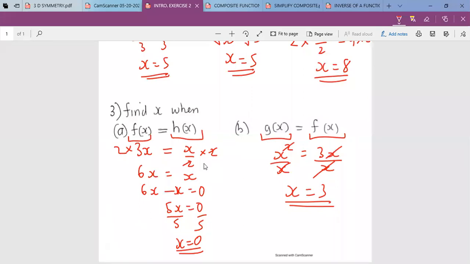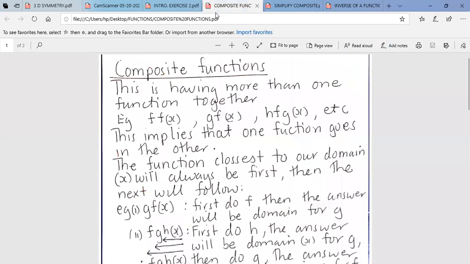Hope you all did well. So now we need to move forward to what we are supposed to do today. Today we are looking at composite functions.